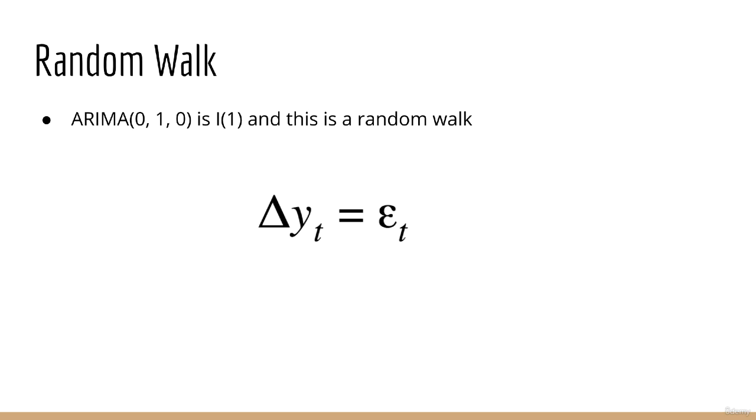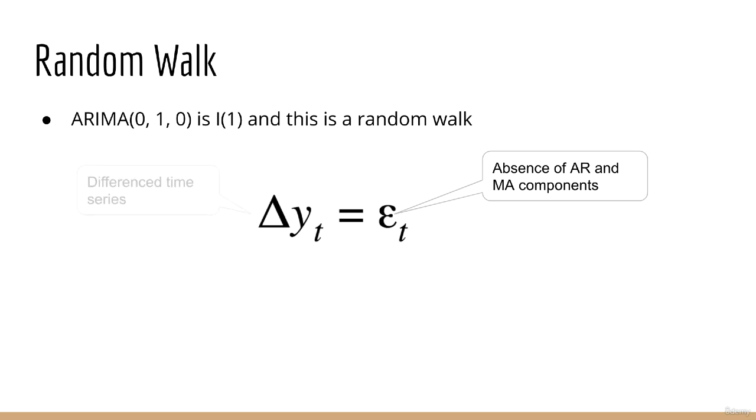One interesting special case is ARIMA(0,1,0), or equivalently I(1). This is what is known as a random walk, which we discussed previously. This model looks as follows. It says that delta y of t is equal to epsilon of t, the noise at time t. Why is this a special case? Well, it just means that there is no autoregressive part and no moving average part. By omitting these two, all that we are left with is noise.